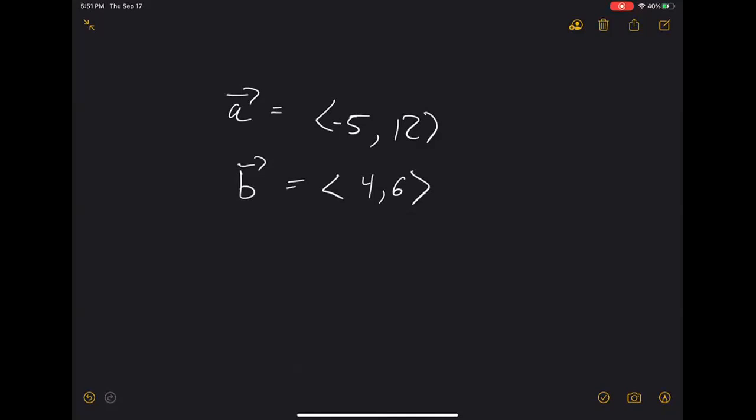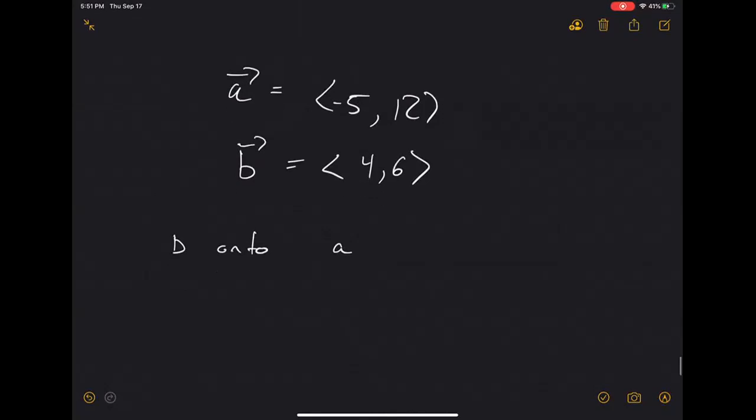So let's use these vectors in R2. And the notation they use, okay, if I want to project B onto A. This is pretty standard notation. I can never remember, and I can never keep it straight. But the projection of B onto A is this. Okay. So think of this subscript here as kind of your base or your target.